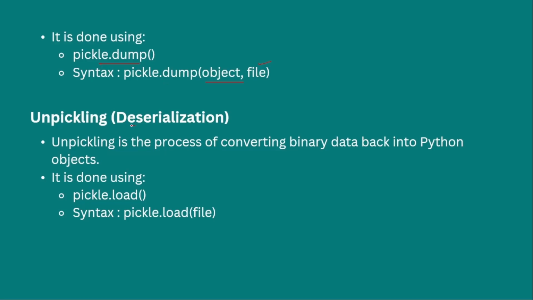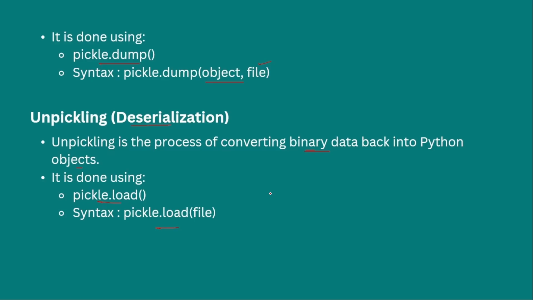Next is unpickling, or deserialization. Unpickling is the process of converting binary data back into Python objects. So we have this binary data stored in a binary file. Now we want to read that data, so we want to convert it into a Python object. That process is called unpickling. It is done using pickle.load, and the syntax is pickle.load(file). So the binary data will be converted into a Python object so that we can read it.